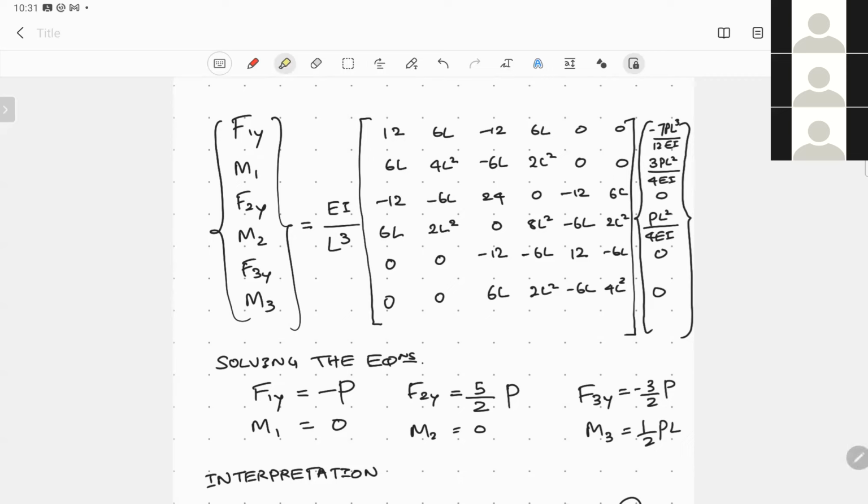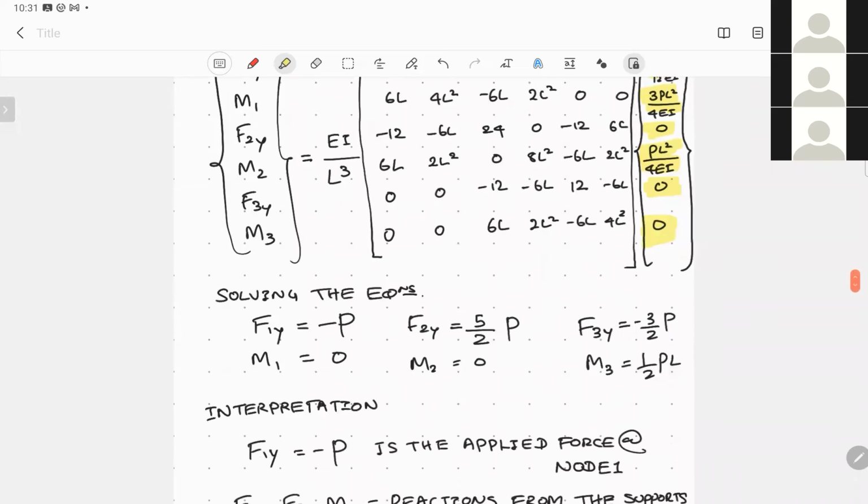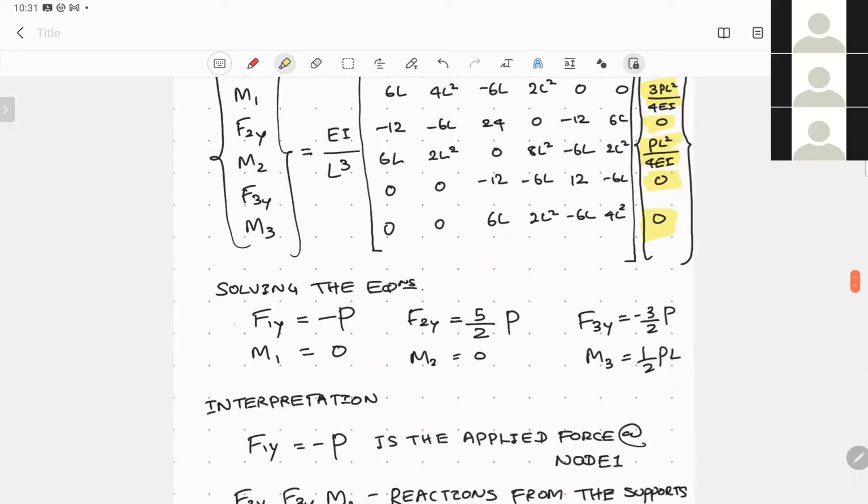So once you back substitute, of course, these are the values that we just found. These are the boundary conditions which we applied. Once you solve these equations, which I encourage you to do on your own, you would end up getting values for the displacement, or the forces acting at node number 1, 2, and 3, and the corresponding moments at different locations.